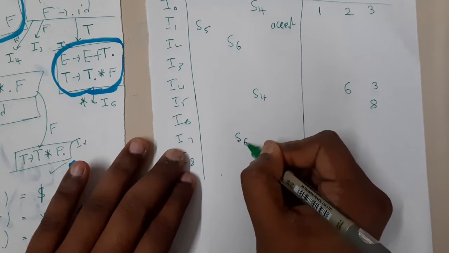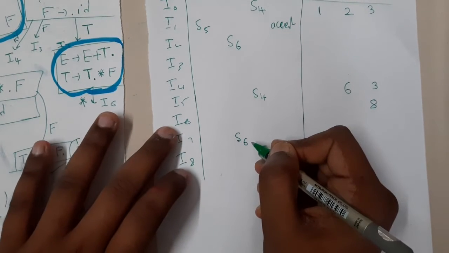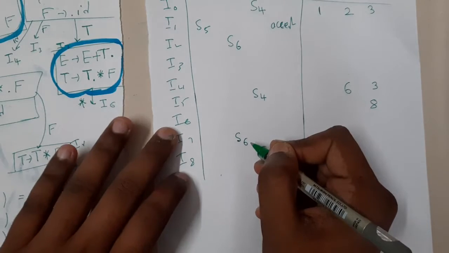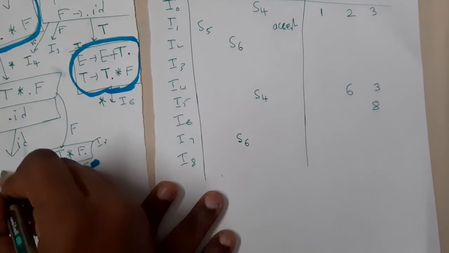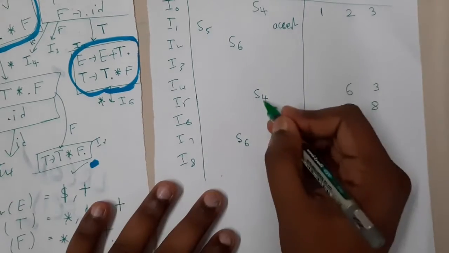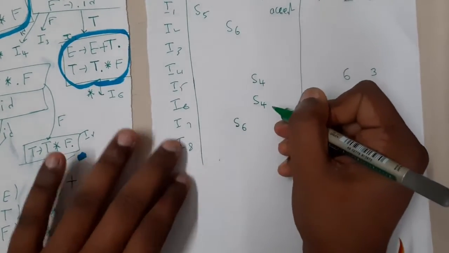Okay, similarly from I6, is there any other thing, guys? Where is I6 first of all? So here it's only with respect to, okay, so with respect to ID also it should be there. So with respect to ID I will go to I4. So I'm going to get shift 4 here, right? Yes. And that's it, right?